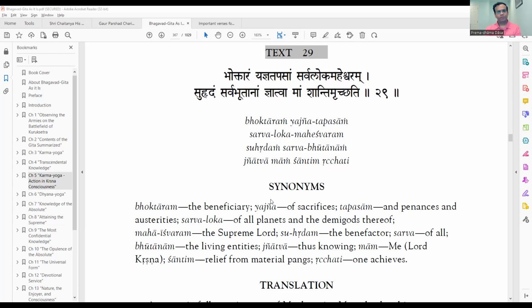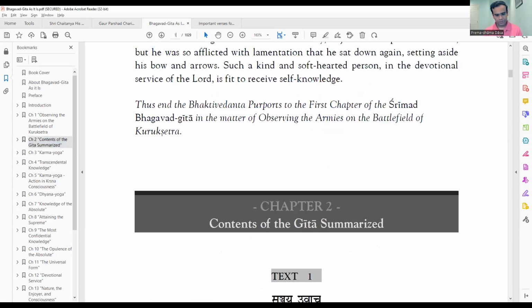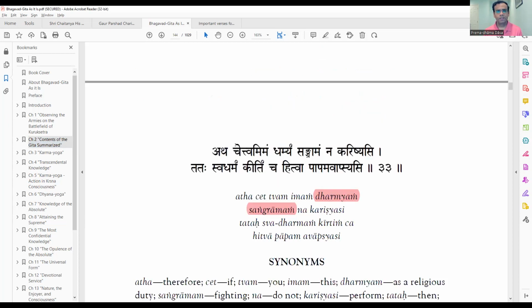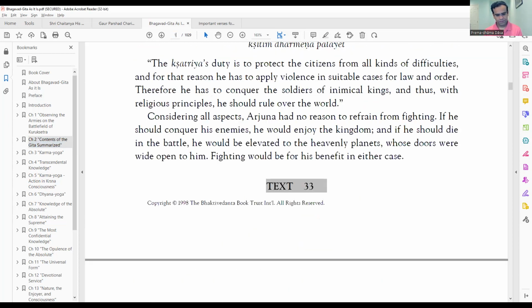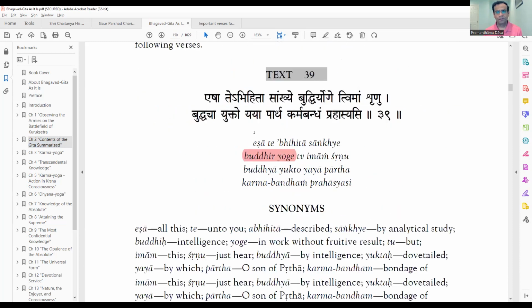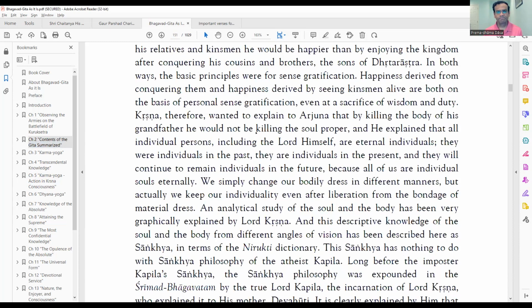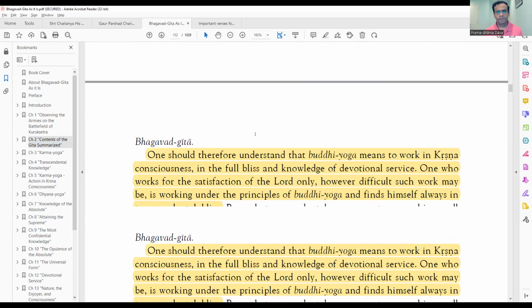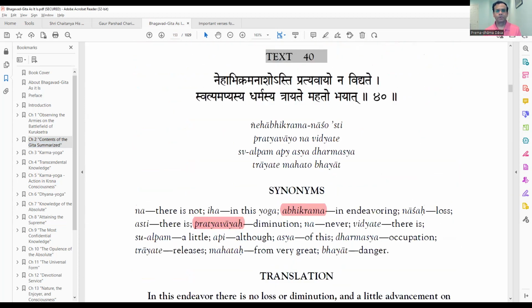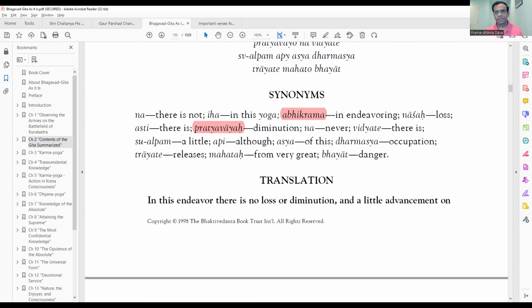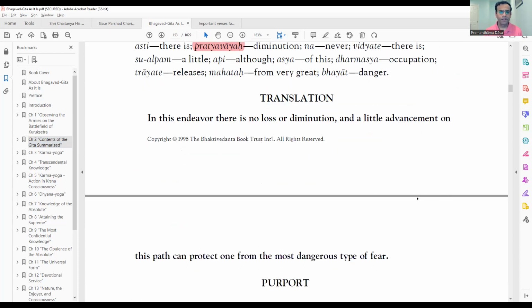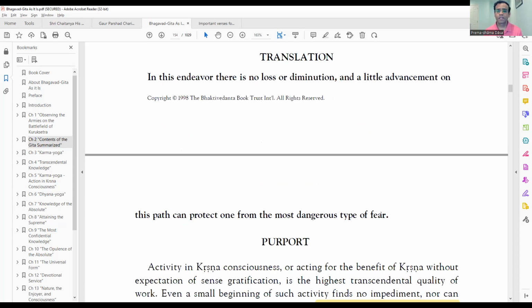You start where you left off, Prabhu. There is no loss or diminution. We read that verse in the second chapter. Let's look at that quickly. 2.40. Oh, this is nehābhikrama-nāśo 'sti. Yes, this is the verse. In this endeavor, there is no loss or diminution, and a little advancement on this path can protect one from the most dangerous type of fear.